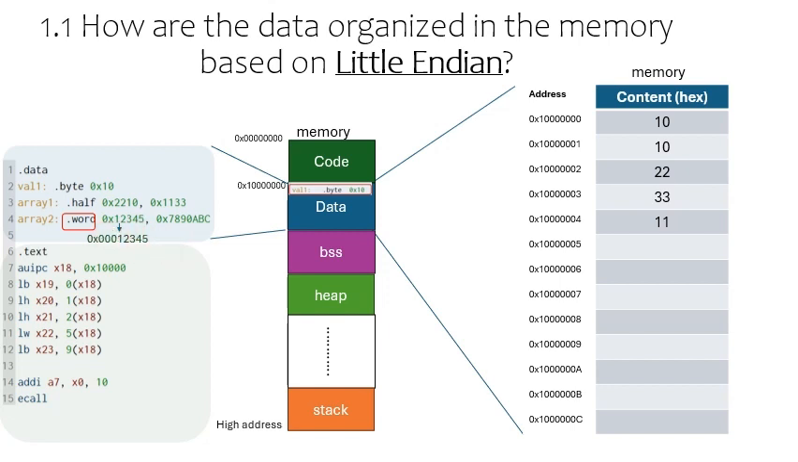Okay, so how are they stored? Similarly, the least significant byte will go first to be stored. So in this case, 45 is the least significant byte there. So it will be stored first, followed by the second least significant byte, 23, followed by 01, followed by 00.